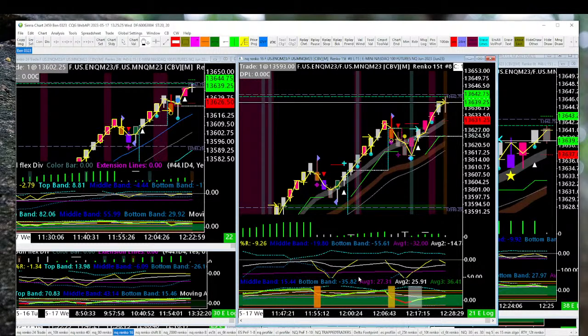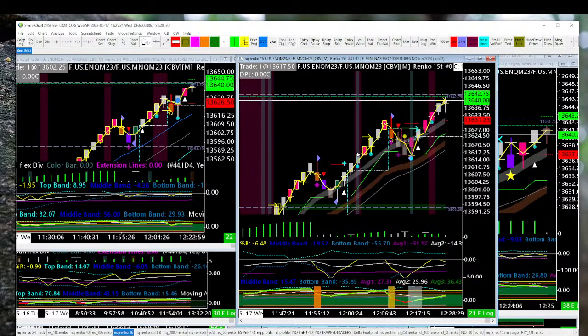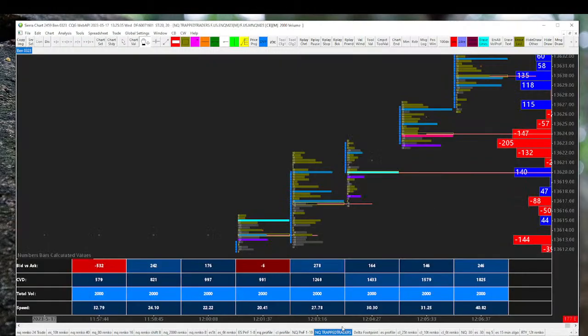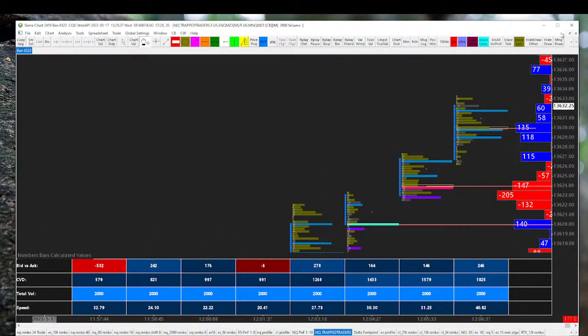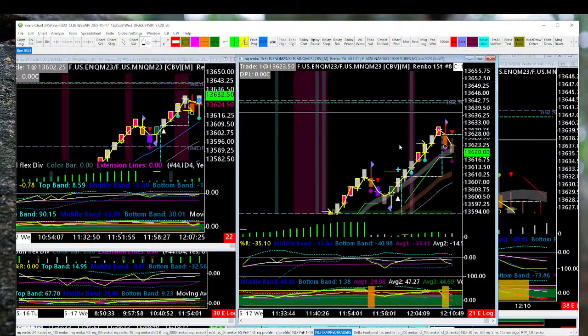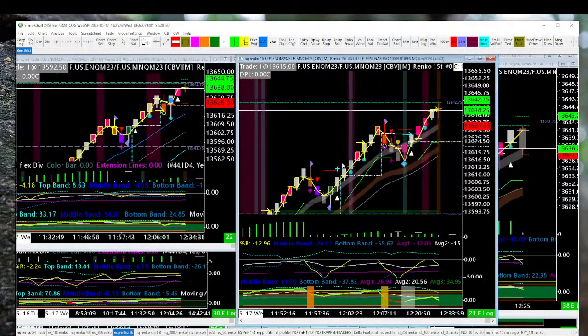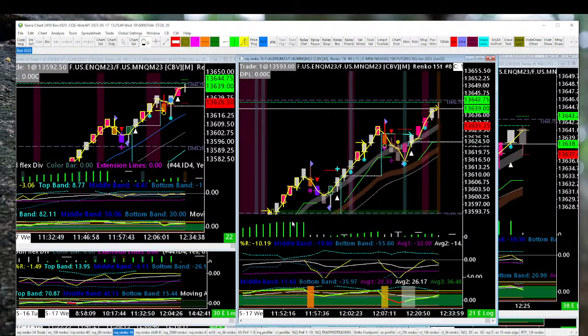So even though I may not be watching for it like a hawk waiting to pounce as soon as I see it, I want to know it's there so I can first of all analyze what's going on, because it's alerting me to a condition either on the footprint or on the DOM, the time and sales and the order book. So it helps me to analyze the market to have them there, but realize you don't need them.